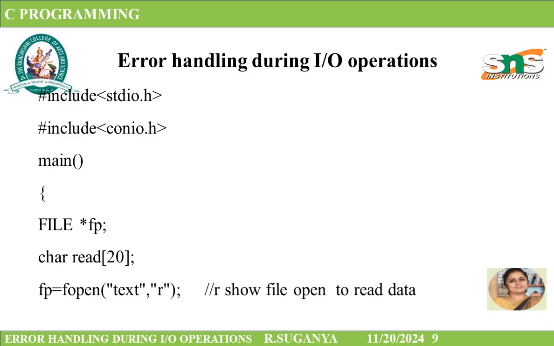So here we have a small program. A C program always starts with hash include of the standard input-output header file stdio.h, and conio.h, console input output, and the main function. We have declared the file pointer with the keyword FILE, and a character array of size 20, and the fopen function opens the file to read the particular data. Here r means the file mode, that is reading.